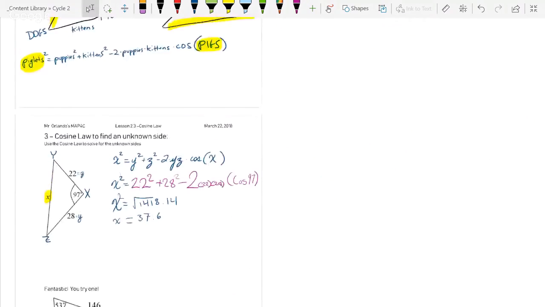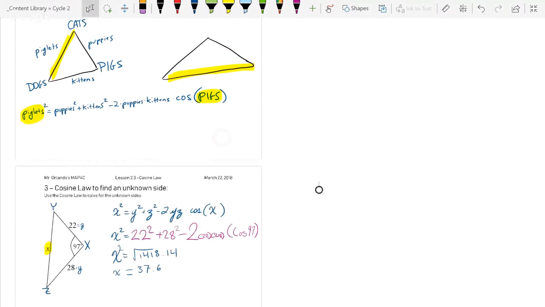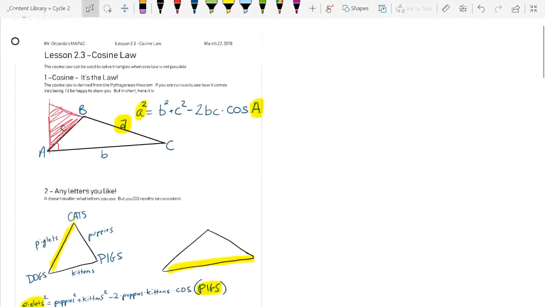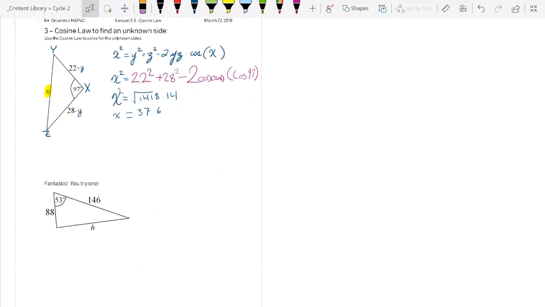Are these all cosines? Yes. Do you use Coca-Cola for that?